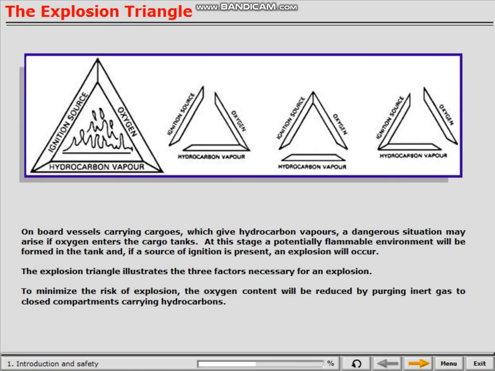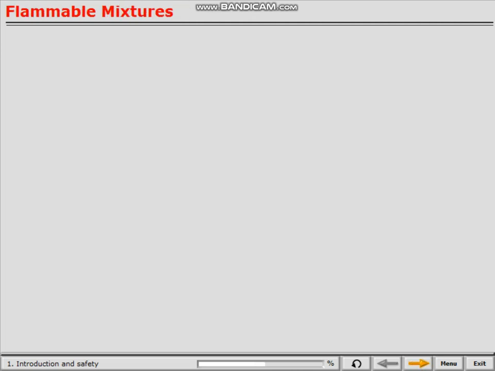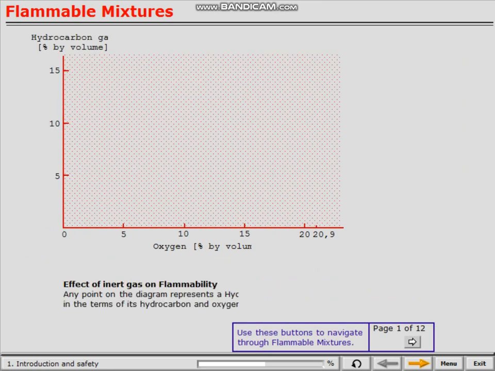On board vessels carrying cargoes which give hydrocarbon vapours, a dangerous situation may arise if oxygen enters the cargo tanks. At this stage, a potentially flammable environment will be formed in the tank, and if a source of ignition is present, an explosion will occur. The explosion. Any point on the diagram represents a hydrocarbon gas, air, inert gas mixture, specified in terms of its hydrocarbon and oxygen content.